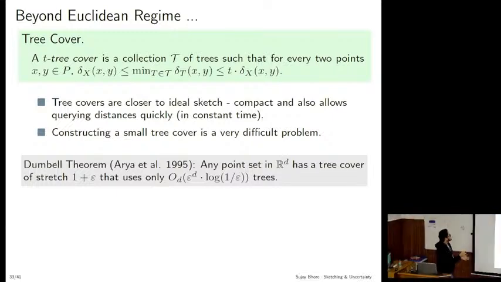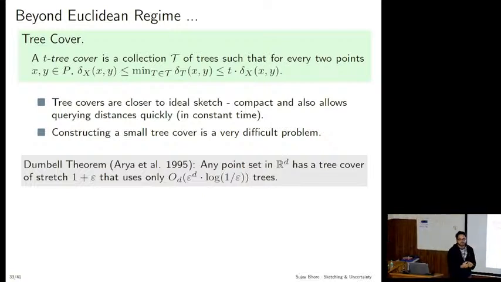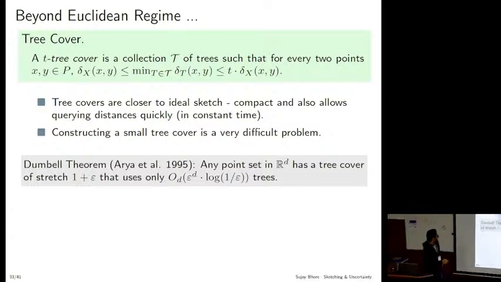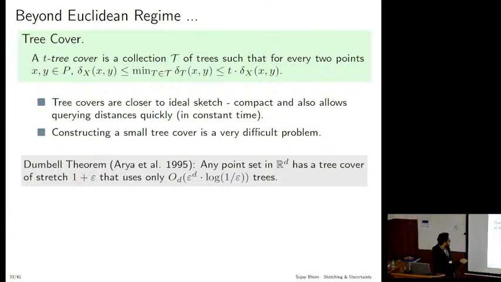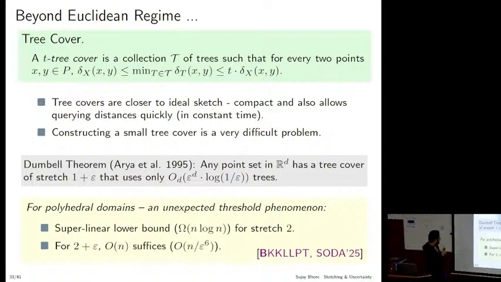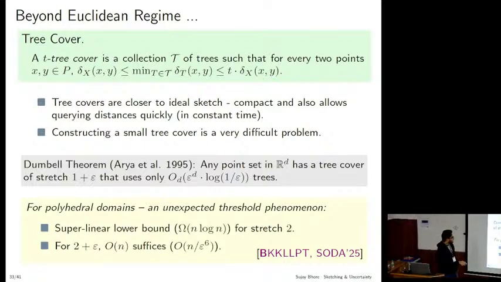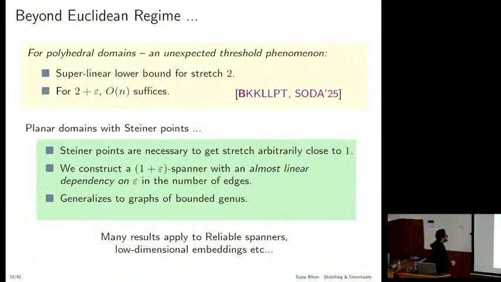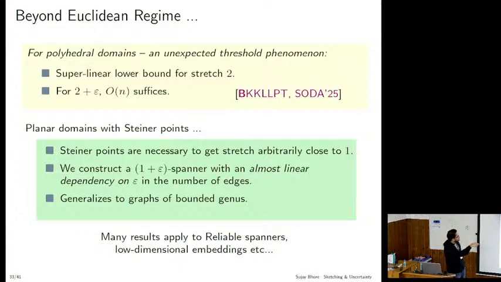So tree cover essentially says that you get a collection of trees such that the distance is preserved in one of the trees. And this famous result by Arya et al. from 1995 already showed that Euclidean space has a very nice tree cover. We experienced some unexpected phenomena actually for polyhedral domains. So we get a superlinear lower bound of n log n for the stretch 2. So you cannot expect a linear size spanner. But if you go a little bit beyond, if you take 2 plus epsilon, then a linear number of edges is sufficient. This is a work in SODA '25.